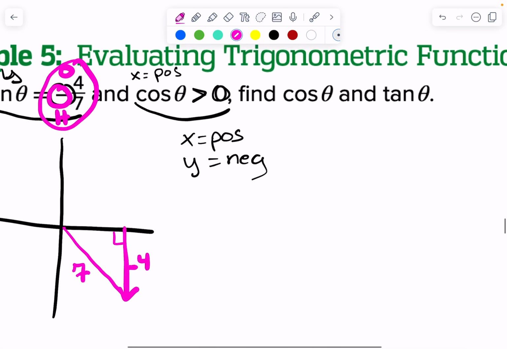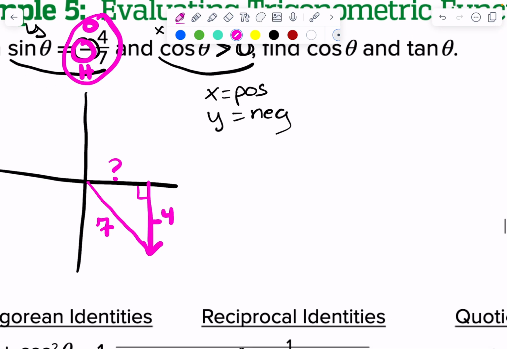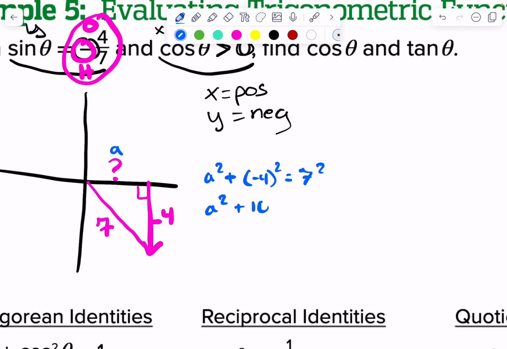Then it says find cosine and tangent. All right, before we do that, we've got to find this third side. So we can do the Pythagorean theorem. I'm going to call this guy a. So a squared plus negative 4 squared equals 7 squared. A squared plus 16 equals 49. And if I subtract 16, I get 33. And we take the square root. And 33, I don't think breaks down like 3 and 11, but that's not going to work. So let's just leave him as the square root of 33.